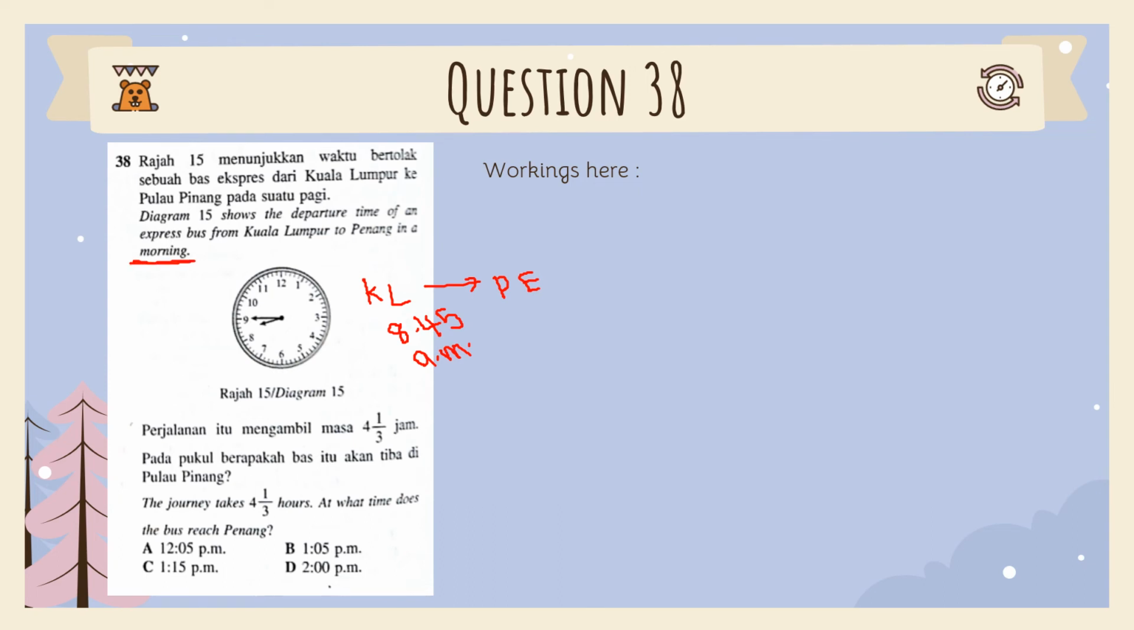Okay. So the journey takes 4 1/3 hours. Then they're asking what time does the express bus reach Penang? So 4 1/3 hours. So they already give 4 hours. Now we have to change 1/3 into minutes. So how do we do that? Is by multiplying 1/3 with 60, because 1 hour equals to 60 minutes. So we will get 20 minutes. So the journey took 4 hours and 20 minutes.